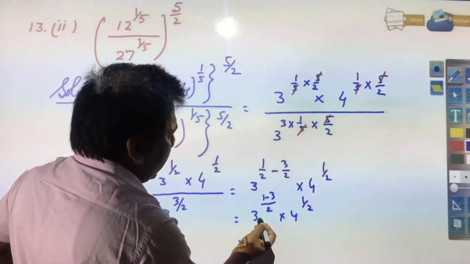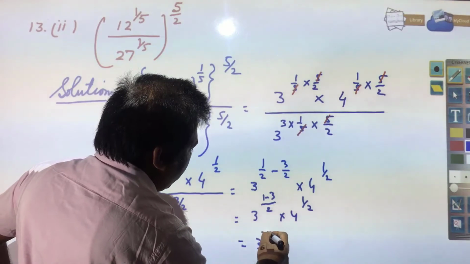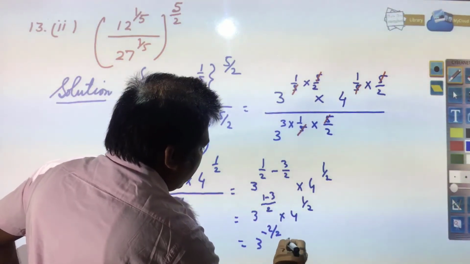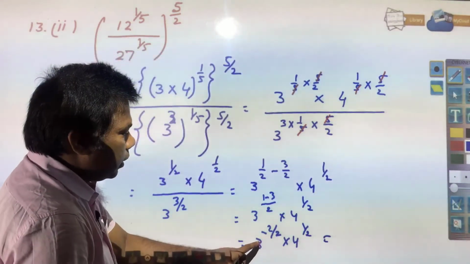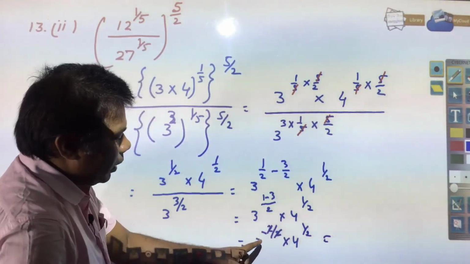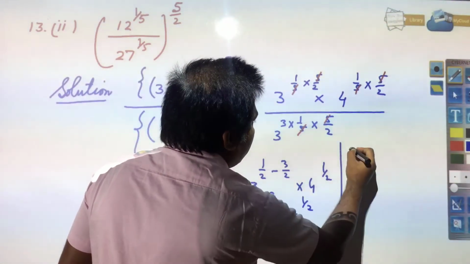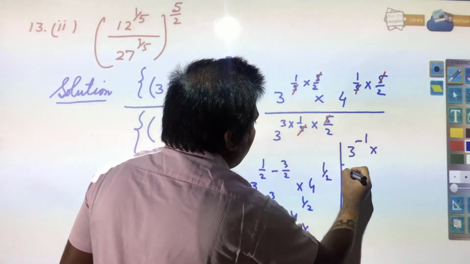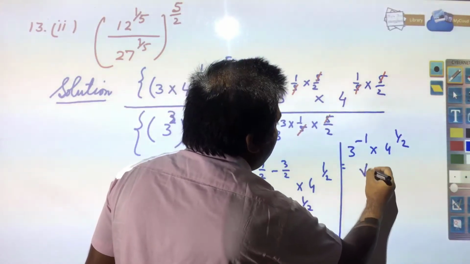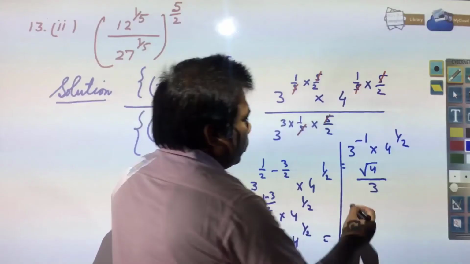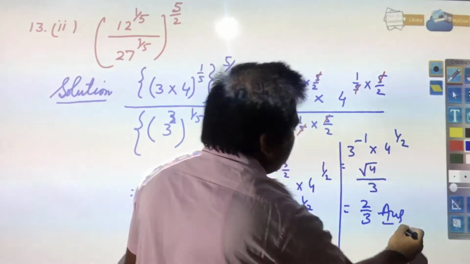So, here you will have minus 2 by 2, it means 3 to the power minus 2 by 2 into 4 to the power 1 by 2, or it can be written as 3 to the power minus 1 into 4 to the power 1 by 2, or it can be written as root 4 divided by 3. So, this can be written as 2 by 3, and this will be your answer.